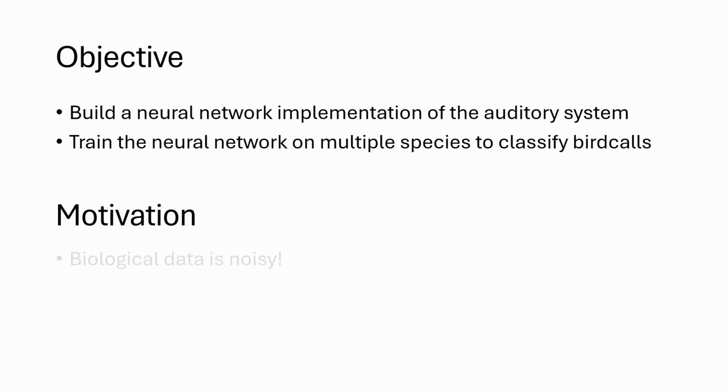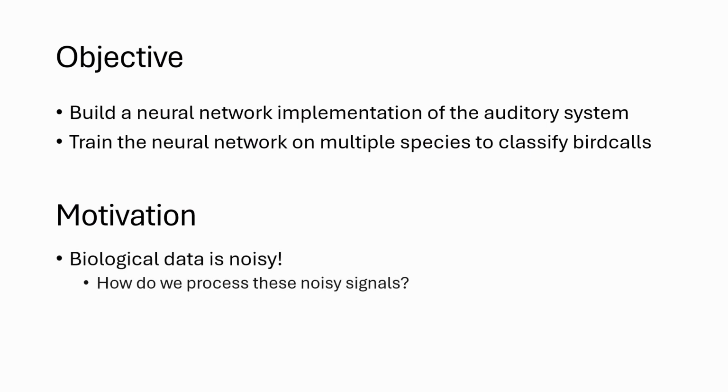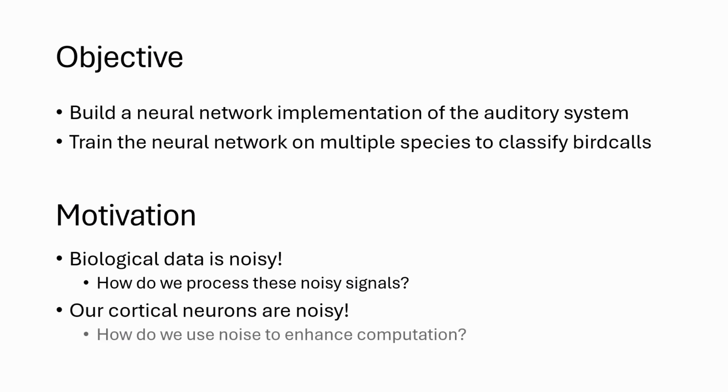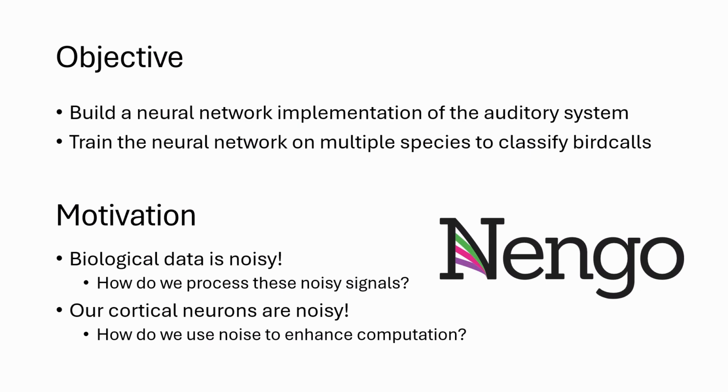The motivation here is that biological data is noisy, and like other neuroscientists, I'm interested in how we process these noisy signals. Also, our cortical neurons are noisy. And again, like other neuroscientists, I'm interested in how we use noise to enhance the computation. Nengo is an excellent toolkit to address these questions. Nengo is a Python package for building, testing, and deploying neural networks. It's built on the neural engineering framework and utilizes vector symbolic algebras and semantic pointer architecture. It is great for building biologically plausible spiking neural networks.